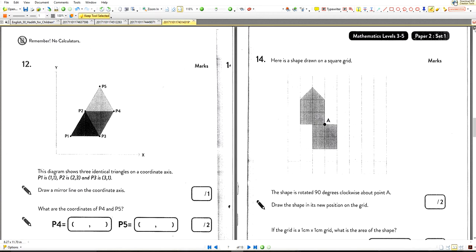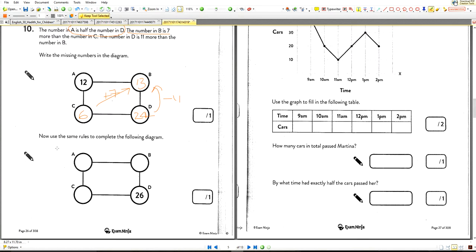Okay, right. Now use the same rules to complete the following diagram. So from 12, that was half of that one. From here, we went to this one by doubling it, from there to there, 24. So this number here, if we double it, we get 26, so that number will be 13. And now this number here, we minus 11, we went up there in the top one. So 26 minus 11 will give us 15.